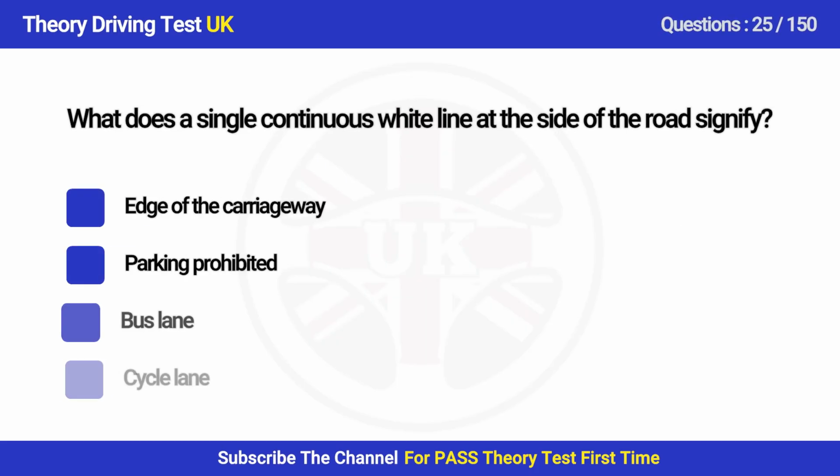Question 25. What does a single continuous white line at the side of the road signify? A. Edge of the carriageway. B. Parking prohibited. C. Bus lane. D. Cycle lane. Answer is A. Edge of the carriageway.